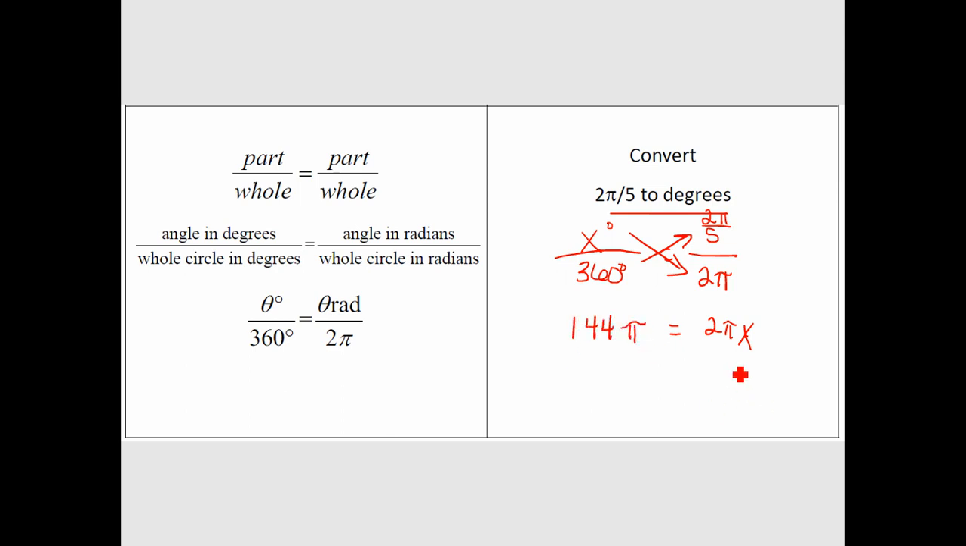Okay, and then what are we going to do? Well, we're going to get the x alone, so we're going to divide by 2 pi. Divide by 2 pi. These cancel here, and then, of course, my pi's are going to cancel there, and I'm just going to take 144 divided by 2, which gives me 72. So 2 pi over 5, or 2/5 pi radians, is equivalent to 72 degrees.